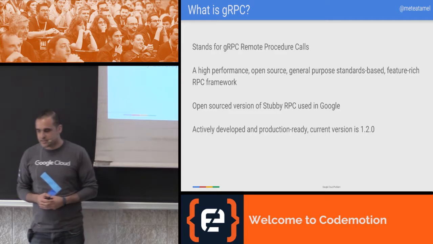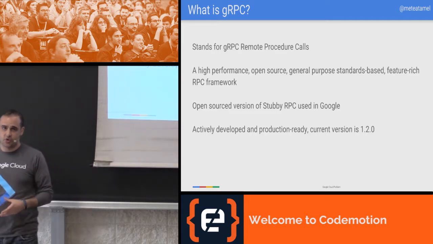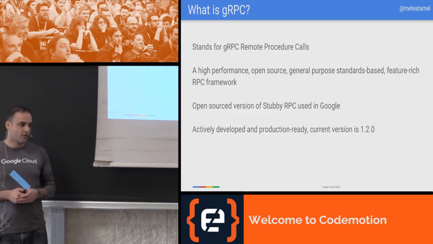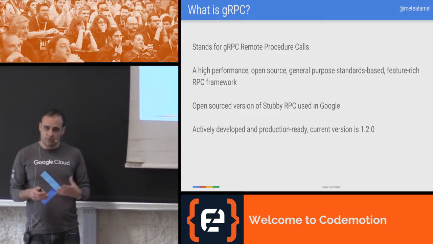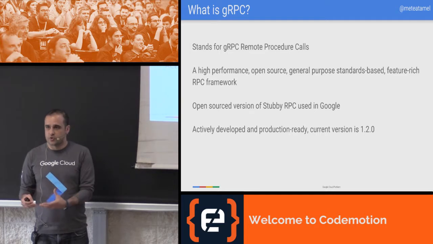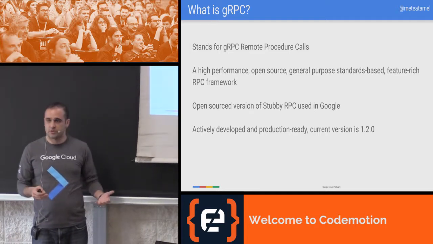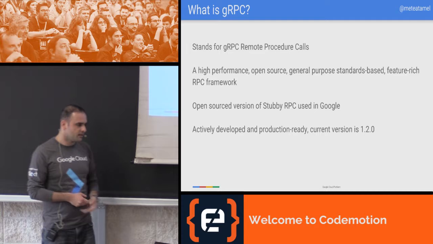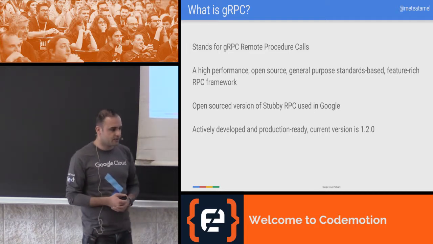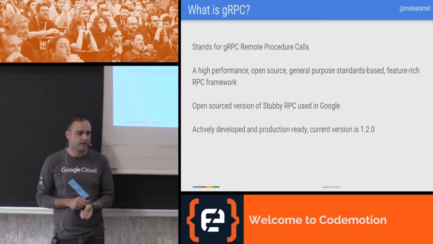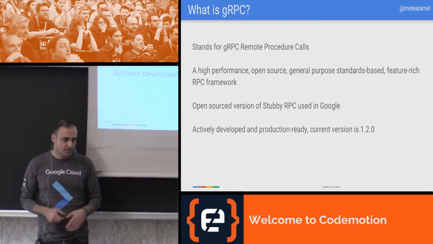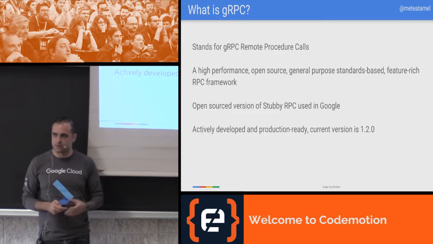And it started with something called Stubby. Stubby is an internal RPC framework that's used at Google. The engineers who worked on Stubby looked at it and learned from it, and they created an open-source version of it, and open-sourced it as gRPC. It's out there, actively developed and used by people. The latest version currently, I think, is 1.2.0, but new versions are coming up all the time.